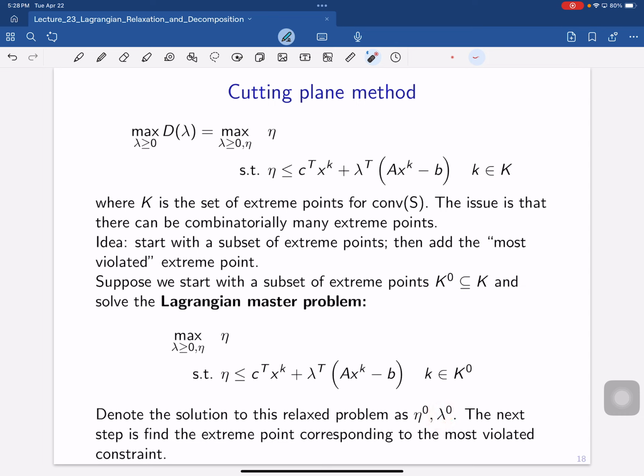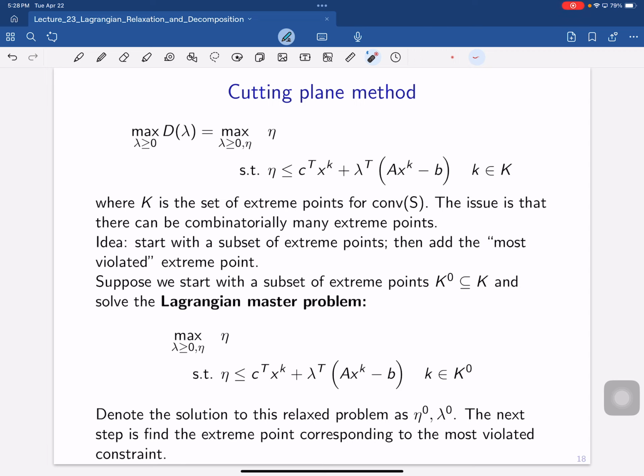Now the next step is we want to find the most violated constraint in the set of extreme points. So how do we find such an extreme point which most violates the constraint? Yeah. By most violated, do we mean like the furthest from the constraint?